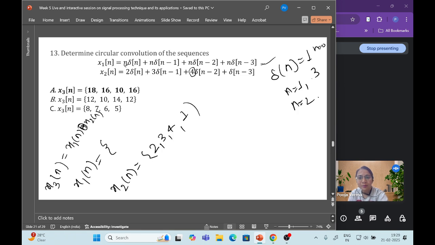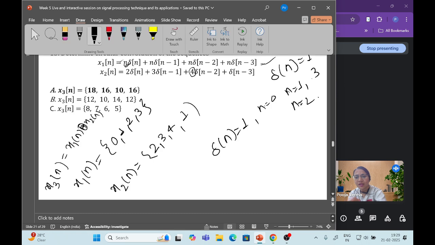Similarly, what will it be for this one? So already we know that del n is equal to 1 at 0, 1, 2, 3. So whatever the value of n will be there, that will be the amplitude. So 0, 1, 2, 3. Okay, so here this one is a trick. Most of them will be confused about what the amplitude will be at that place. So that's why I have taken this question.